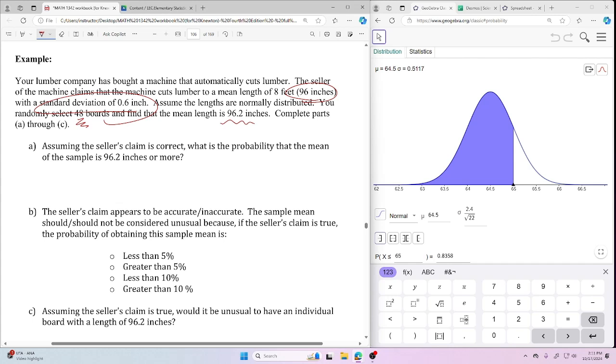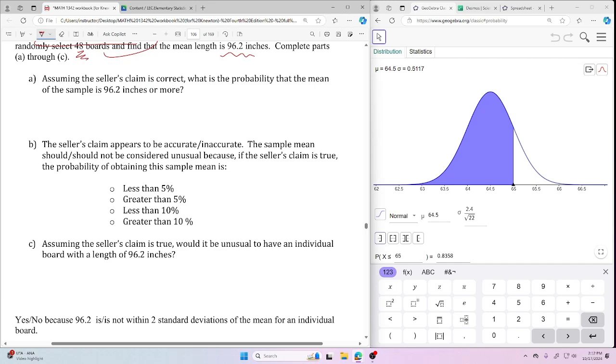Yeah, very tiny. But then again, it's not one board that I ran through. I ran through 48 boards, and that was the average that I got. So something might be a little off. I don't know. So let's go through the math and see if that makes sense. Assuming that it's correct, what's the probability of the mean of this or more?